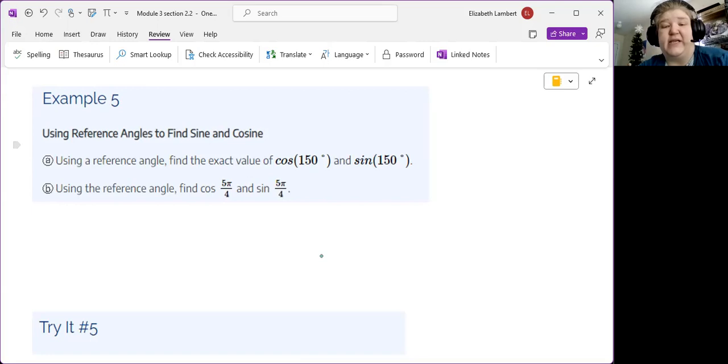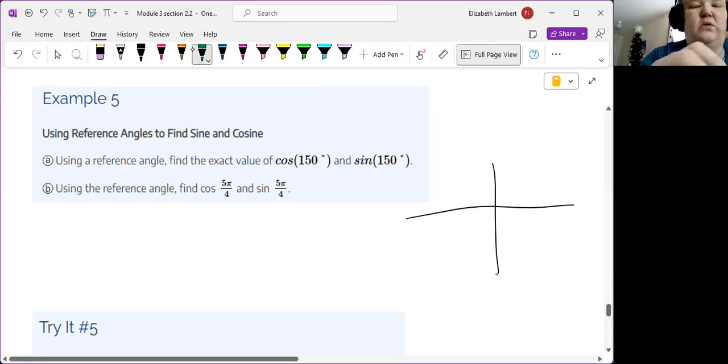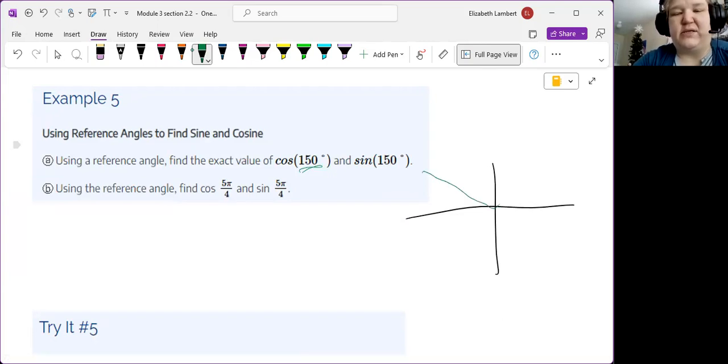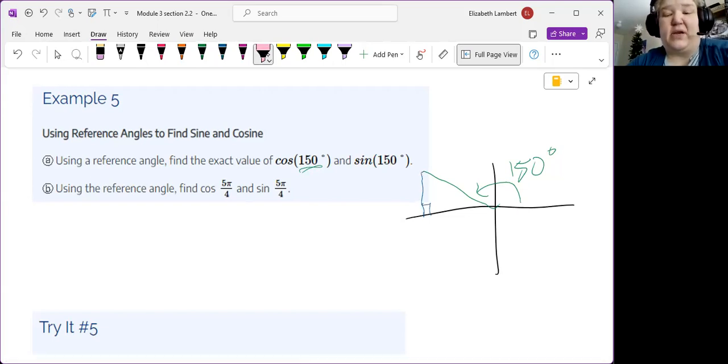Use the reference angle to find the exact value of cosine of 150 and sine of 150. So if I draw my x and y, 150 is less than 180, but it's bigger than 90. So this guy is somewhere over here. Now I'm going to draw that vertical line so I can see my triangle. And the angle that I want to figure out is this bad boy here.